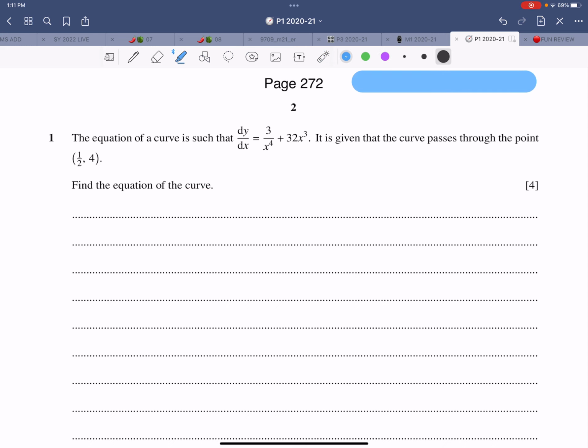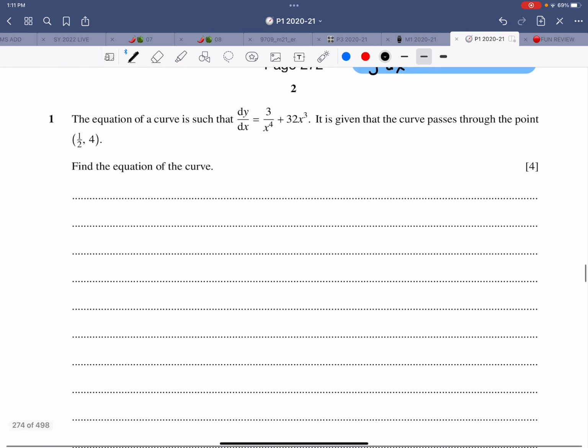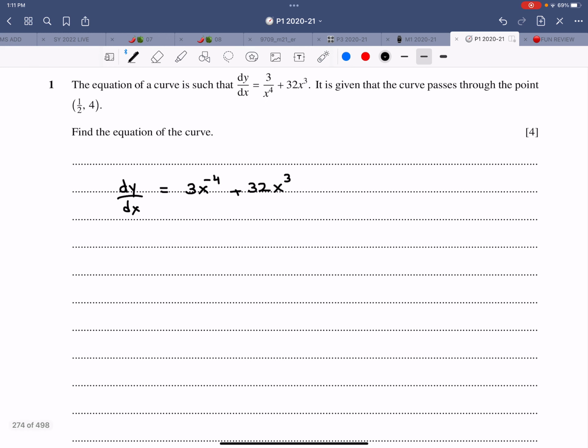So the very first question in this particular paper is about integration and the basic idea of that. We have the gradient function, dy by dx, that is 3x^-4 + 32x^3. I hope everyone remembers that whenever you have to integrate, it should be in the proper indices format. Therefore, you will write y equals the integral of 3x^-4 + 32x^3 dx.